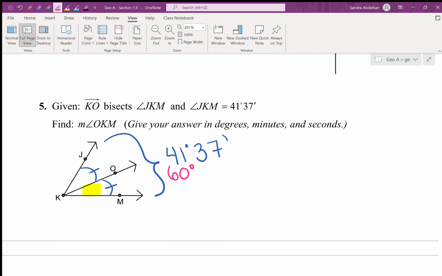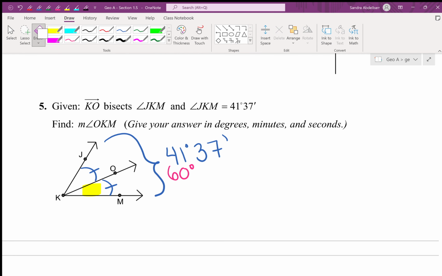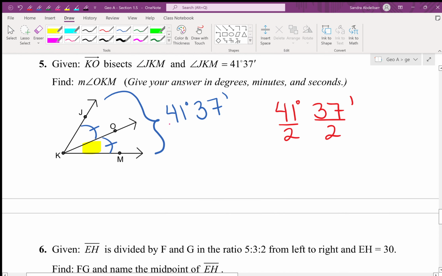It's the same idea. So now I'm just telling you the big angle's not 60. The big angle is 41 degrees 37 minutes. So guess what we're going to do? We're going to take that 41 degrees, 37 minutes, and we're going to divide it by 2. I'm going to divide the degrees by 2. I'm going to divide the minutes by 2. It's not going to work out very nicely, but we'll go one step at a time. Right? So if we go ahead and we divide 41 by 2, what do we get?